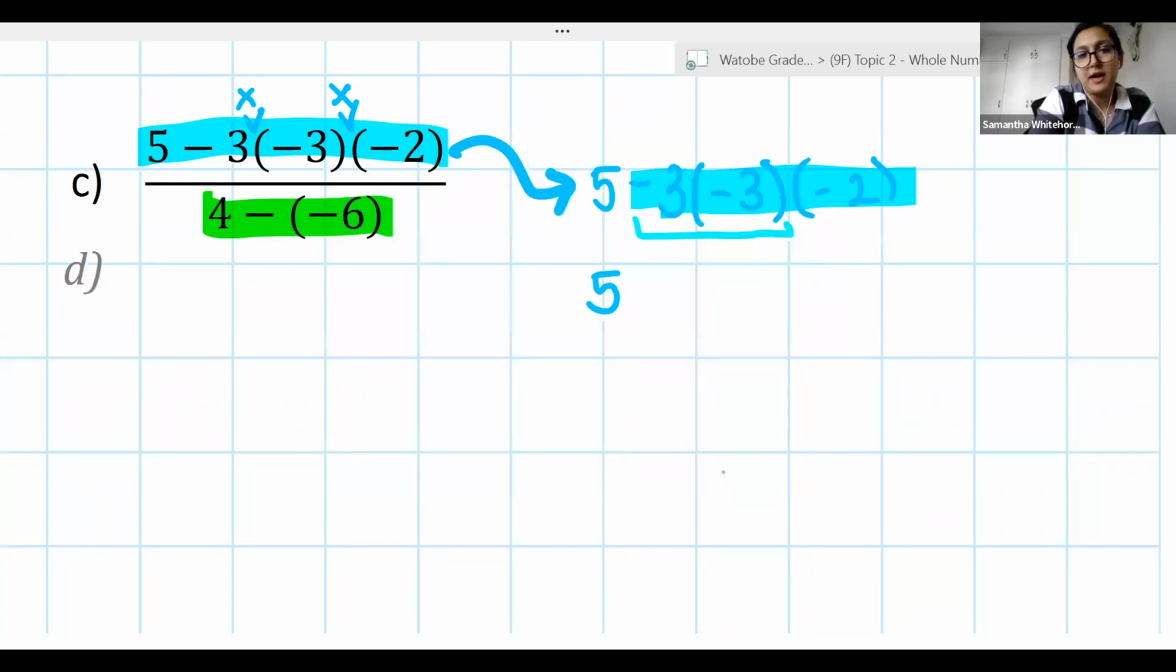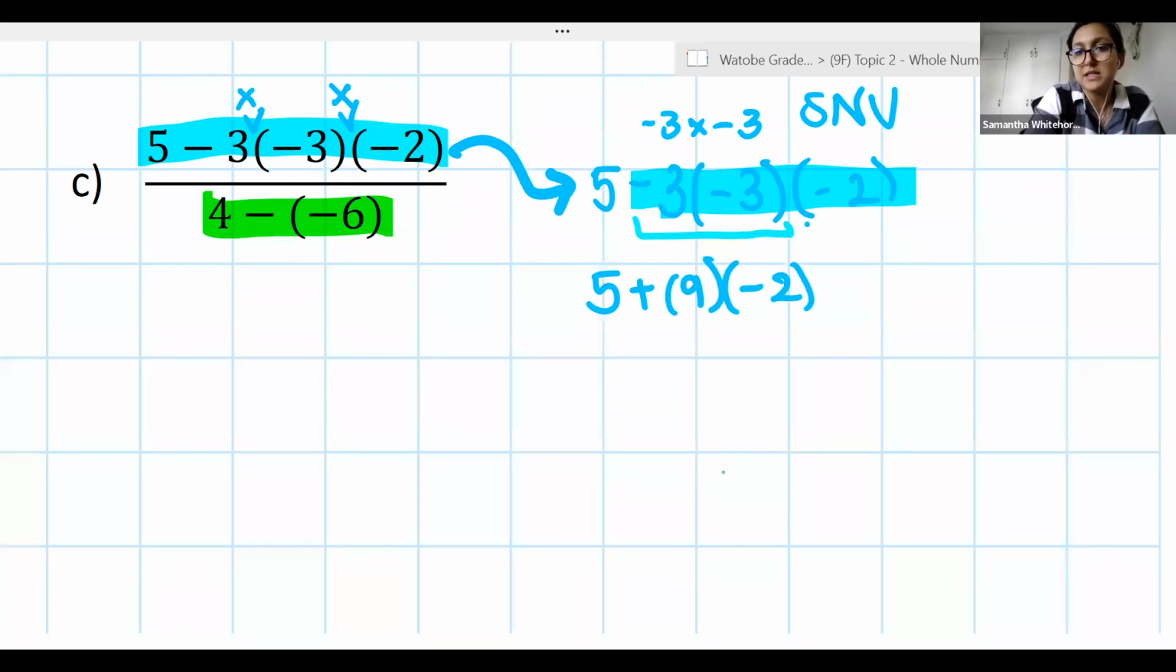I'm going to have 5 because I'm not dealing with that just yet. But now I've got my -3 times my -3. Remember SNV? Signs: a negative times a negative is a positive, and 3 times 3 is 9. So I've got a +9. I'm just putting that in brackets to remind myself that I still need to multiply by that -2. So I'm going to do that now.